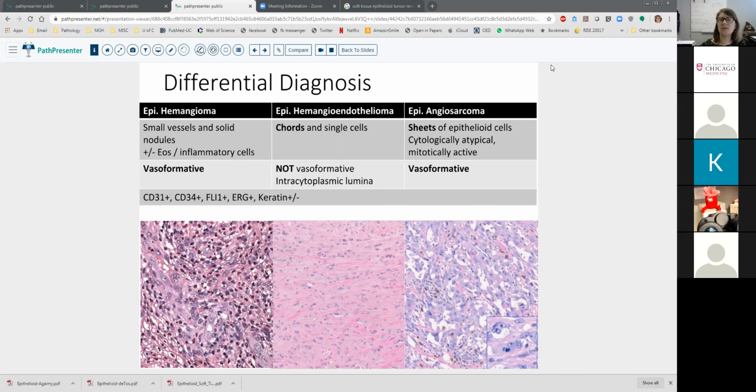Probably the morphology is the least important, because especially in the intermediate group, they can be very overlapping. But this is the one you're going to probably see most often. The others are quite more rare. Does that help?